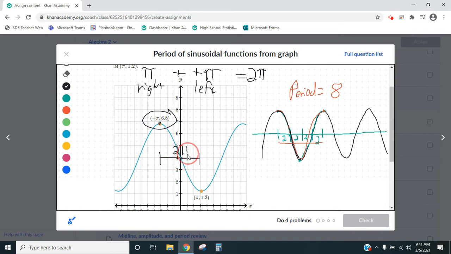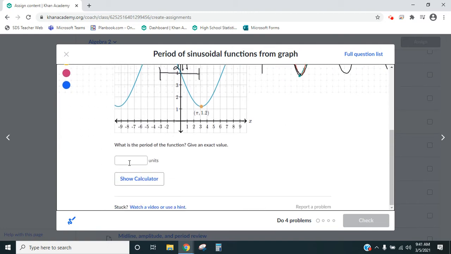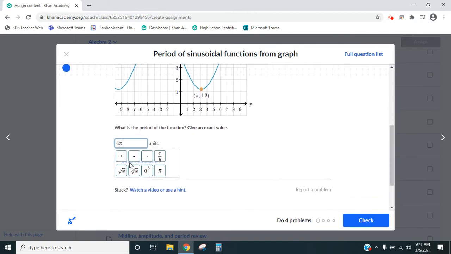That distance is 2 pi. Is that our answer? No. So I prefaced this problem before we began by saying this was half of the whole period, right? This is half of it. So our answer is going to be double what we just got, right? It's going to be 4 pi.